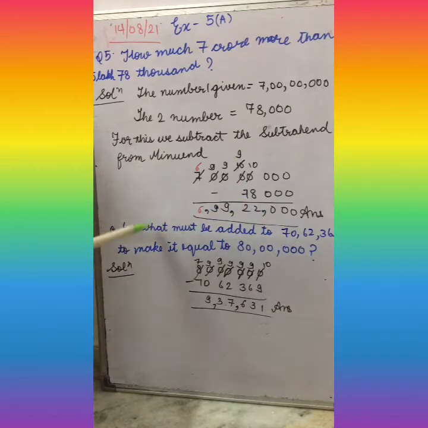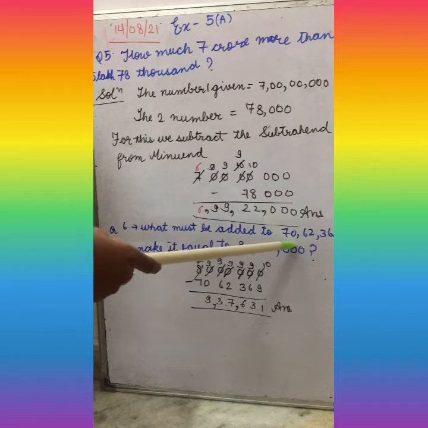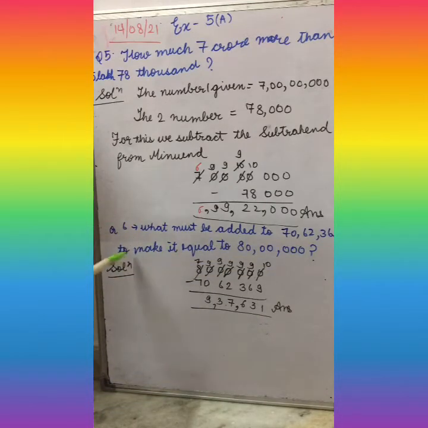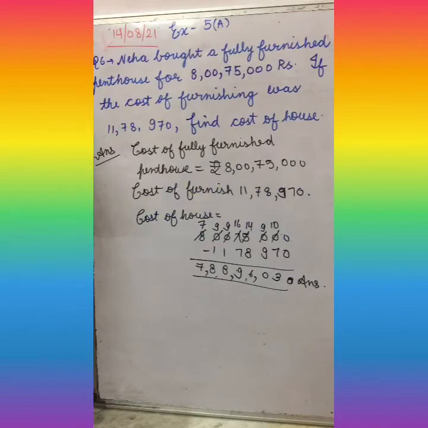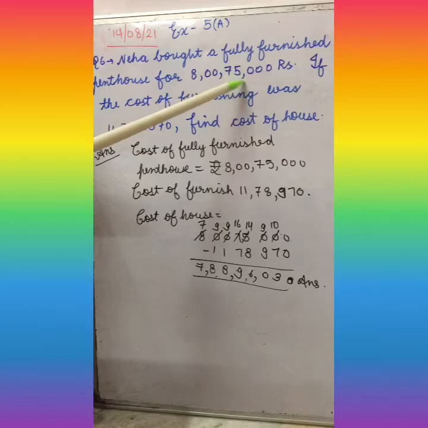Question number 6. What must be added to 70 lakh 62,369 to make it equal to 80 lakh? So here we need to again find out the gap which must be added to this number to form this number. We write the minuend on the first row, then the subtrahend in the second row, and we find the difference. The difference comes out to be 9,37,631.